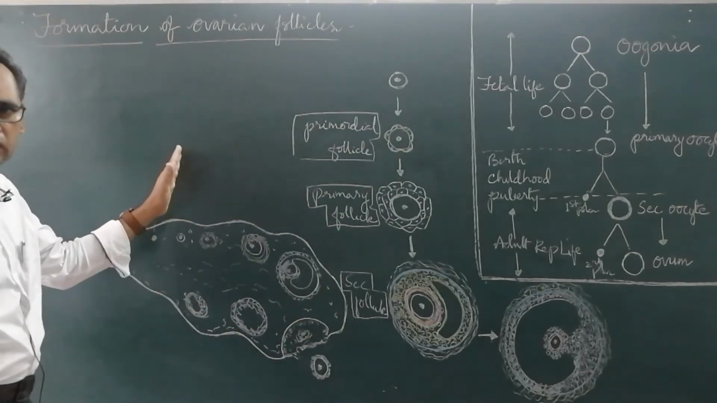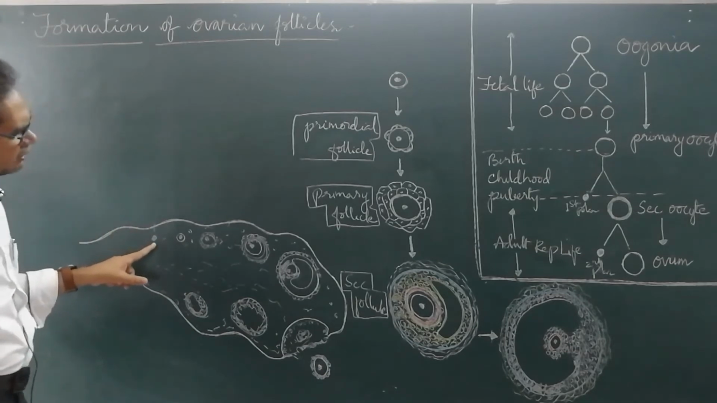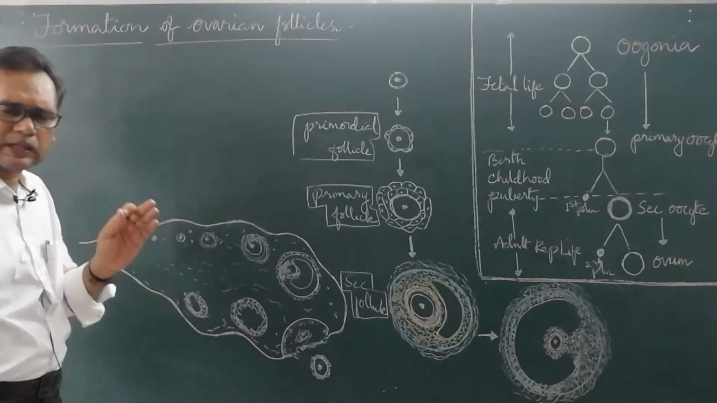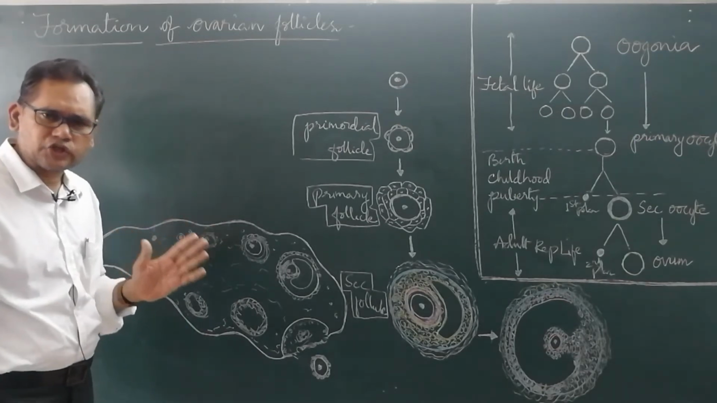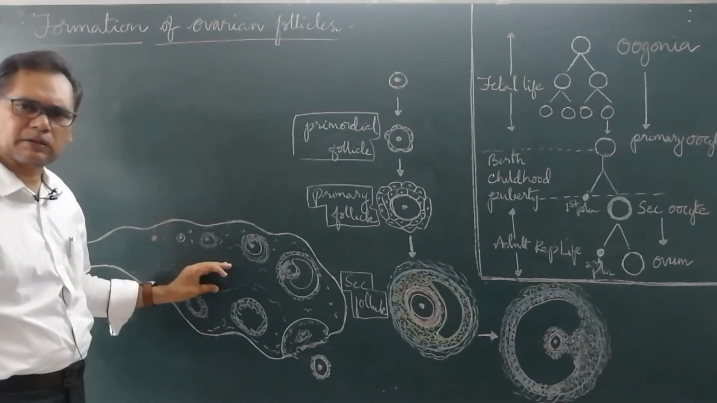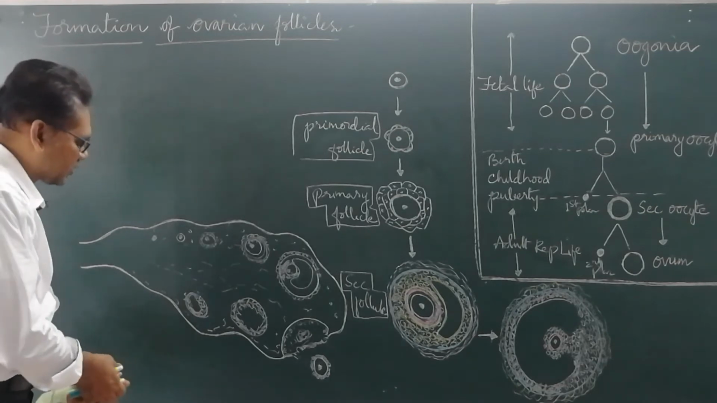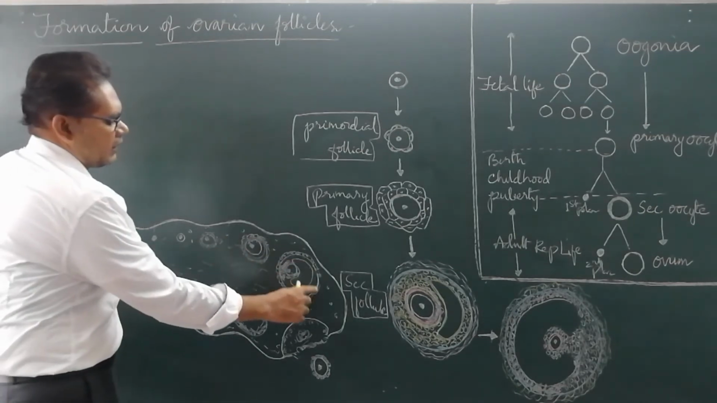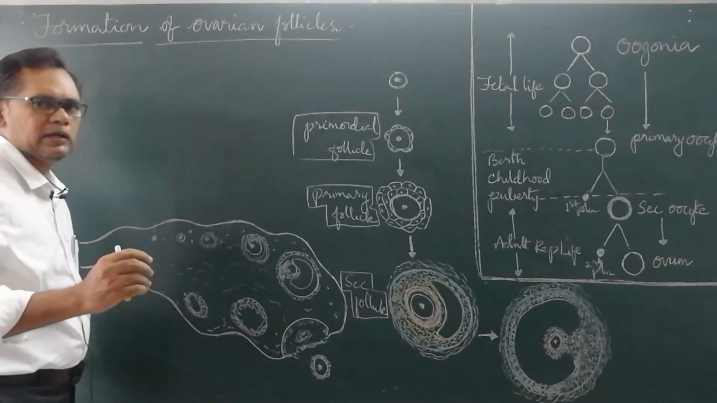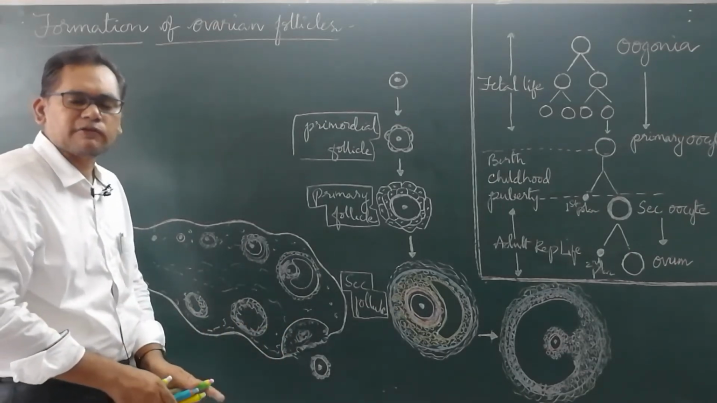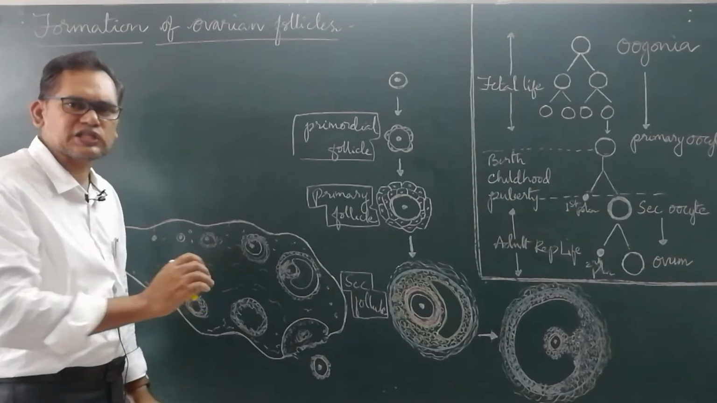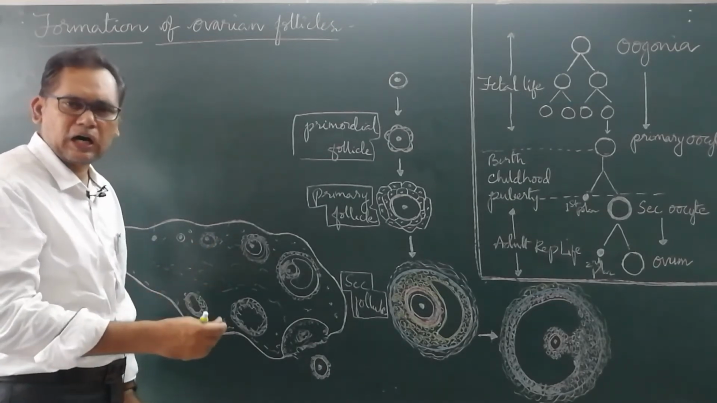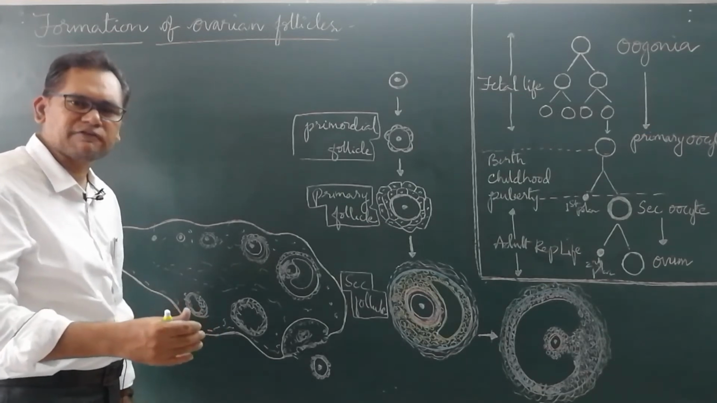Now here are follicles. If you observe the follicles, these are the follicles observed in the ovary. This is the female ovary. It shows an outer cortex and an inner medulla. The outer cortex is granular, having a large number of follicles. These follicles are at different stages of their development.